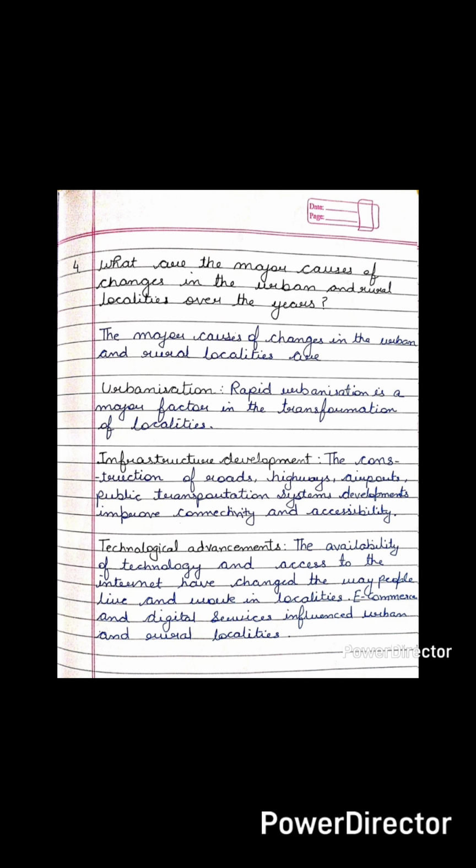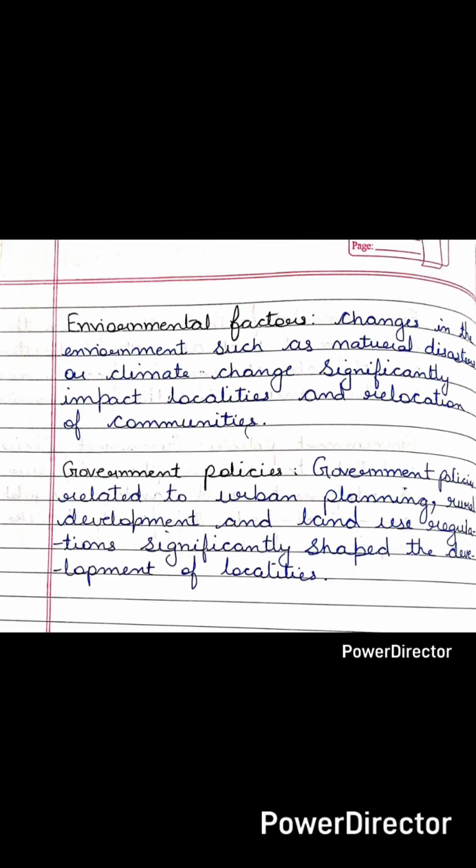Technological advancements. The availability of technology and access to internet have changed the way people live and work in localities. E-commerce and digital services influenced urban and rural localities. Environmental factors. Changes in the environment, such as natural disasters or climate change, significantly impact localities and relocation of communities. Government policies. Government policies related to urban planning, rural development, and land use regulations significantly shape the development of localities.